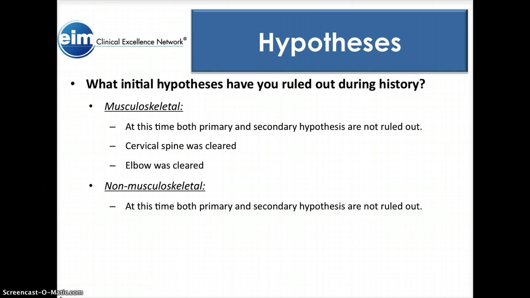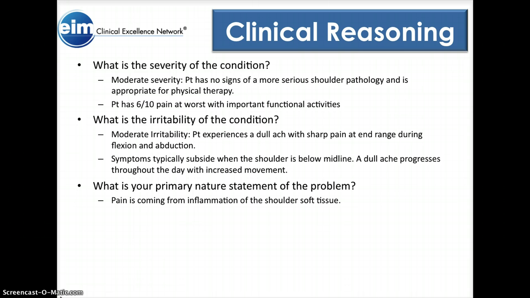And then at this point, I was unable to rule out either the primary or secondary hypothesis, the musculoskeletal impairment and the non-musculoskeletal vertigo. The severity of the condition was moderate. He had no real signs of anything serious going on as far as red flags. However, his pain got up to a 6 of 10 at worst with important functional tasks or activities that he does at home, and so that indicated a moderate severity.